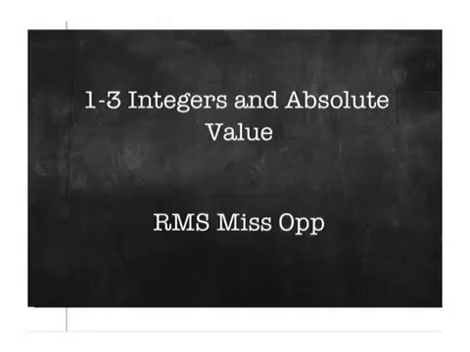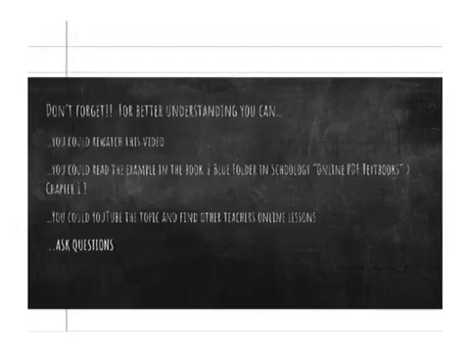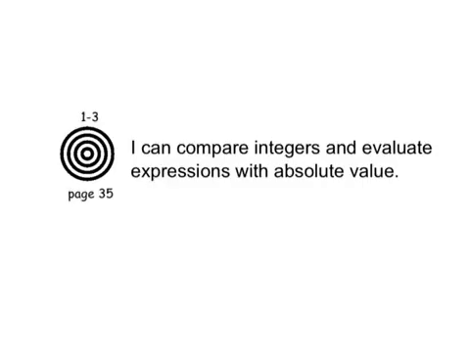Today we'll be learning about 1-3 integers and absolute value, so let's get started. Don't forget, for better understanding, you can always rewatch the video. You can read the example in the book, which is in the blue folder on Schoology. You can YouTube the topic and find other teachers' online lessons, or you can always ask questions. The target for today is I can compare integers and evaluate expressions with absolute value. You should be able to say that confidently at the end of the video.